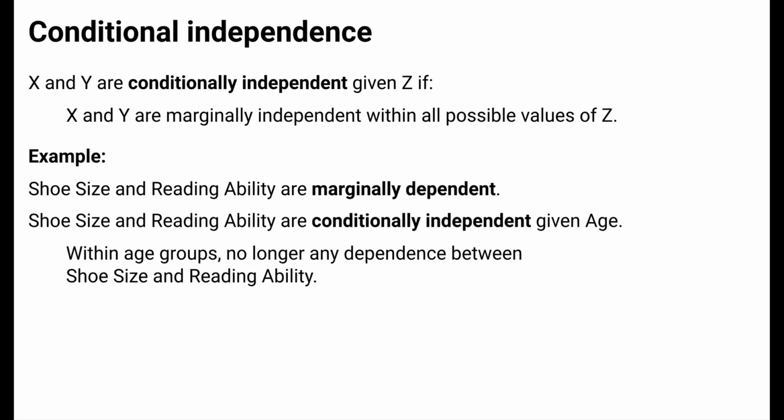Remember that a useful way to think about conditioning is to think about filtering data down to cases where variables take certain values. Once I measure age, I can form groups where all individuals are a fixed age, that is, filtering by age. Within all of these age groups, there is no longer any dependence between shoe size and reading ability. This is what it means for shoe size and reading ability to be conditionally independent given age.